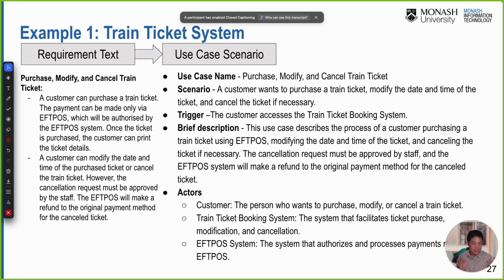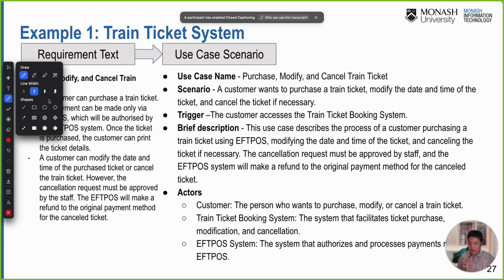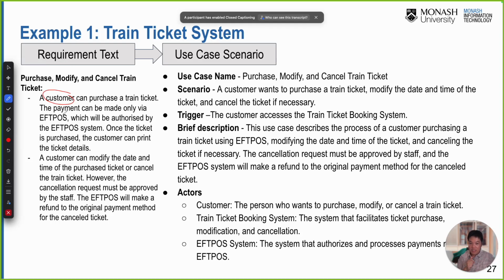For this use case, who are the actors? It's kind of like drawing the use case diagram, but we're going to write it in text here. The actors include the customer, the train ticket booking system, and the airport system. These are the main actors of the requirement text. Let's see if it is correct or not. We have the customer here. Of course, we need to have the train ticket booking system. That's the main actor, and we also have the airport. Probably something that is missing could be the staff as well. If the staff need to approve the cancellation request, yes, that's right. So probably staff should be here as well, as main actors.